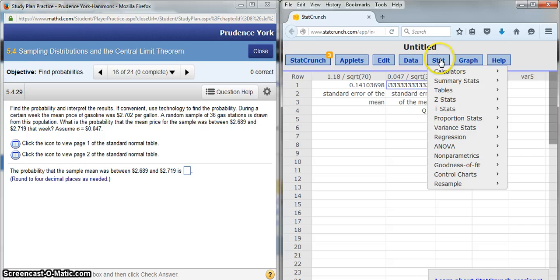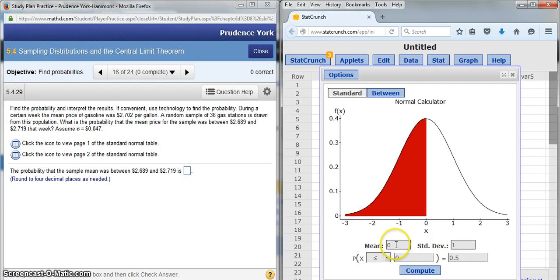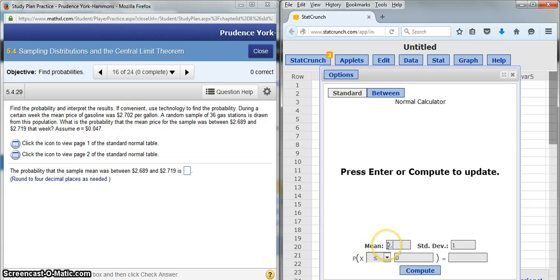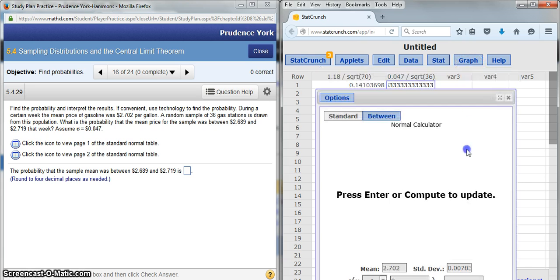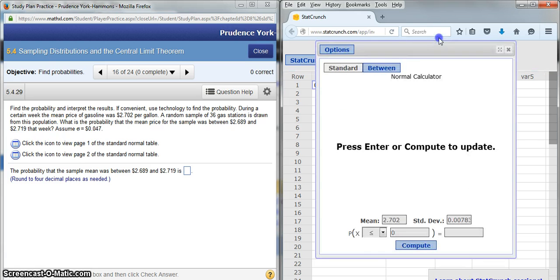Well, I don't know that copied. I'll check and see. Go to Stat, Calculator, Normal, and the mean we want to use is the mean from the population, 2.702. That's $2.702 for a gallon. And for the standard deviation, let's see if that copied, I'm going to try Control-V and see if that's what it was. 0.00783, yes, 0.00783 with lots of threes. Okay, I'll move this back up where we can see the bottom.